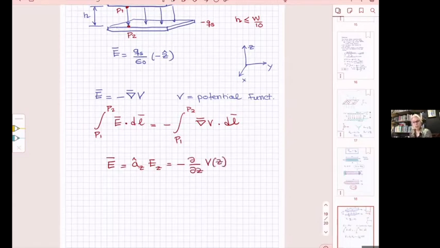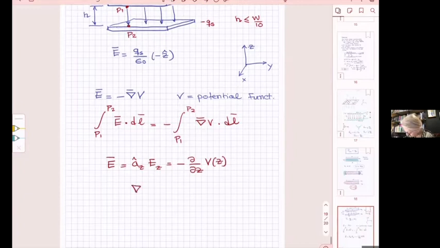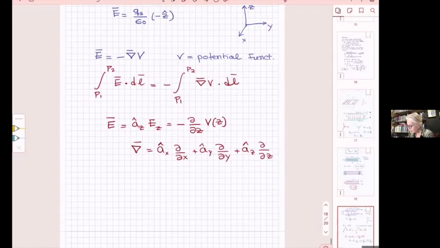Do you agree? This is the definition of the gradient. All right, you remember the gradient? How it was? A sub x theta x plus A sub y theta y plus A sub z theta z. So since there is only the Z direction, from these we only use this component, which in fact gives us what I wrote up there.